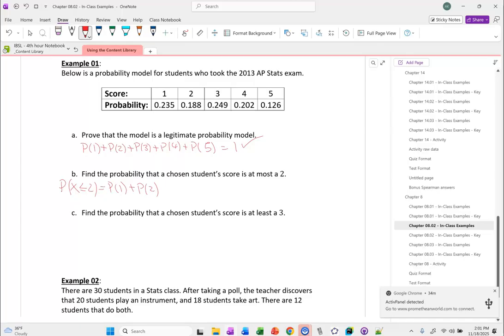Find the probability that a chosen student's score is at least a 3. How do I write that? At least a 3. I want the inequality first, though. What does at least mean? Greater than or equal to 3. Good. And you don't need me to write the numbers down and add them together, right?